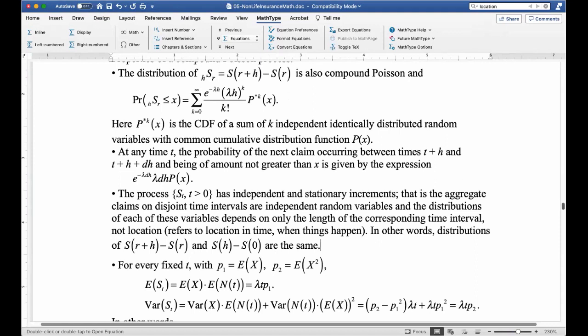The concept stationary decrement means that things that happen between time 0 and time 1 follow the same probability distribution as things that happen between time 10 and time 11. It's only how long the period we're observing is that matters, not where it's located in terms of time. So whether it's at 0 or at 10, it doesn't make any difference. Does that make sense?